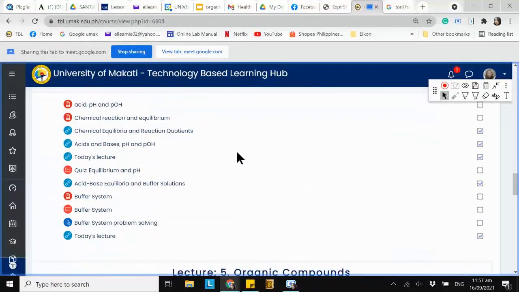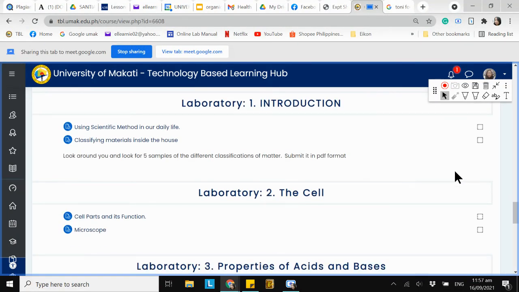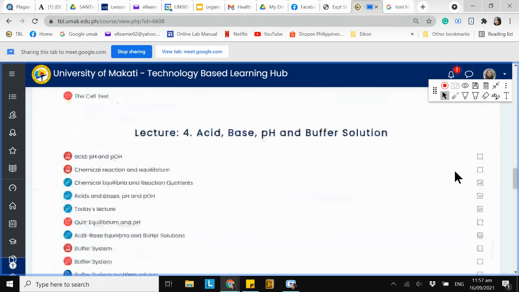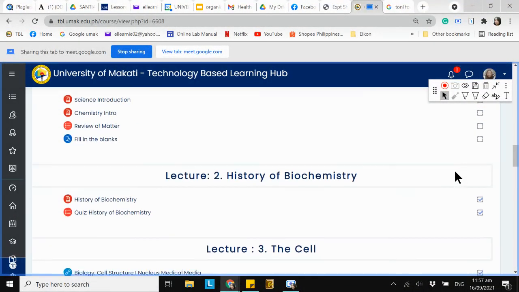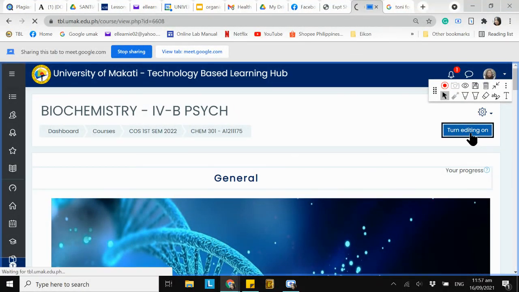Dalawa pong activity yun eh. All about organic compounds. Okay? Attention yan. Wait lang. So, it's gonna be self-paced. Tapos, this is good until next week.